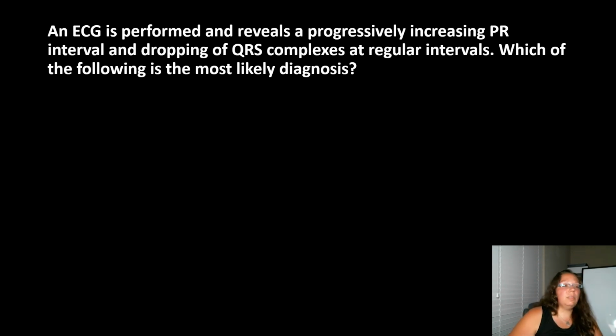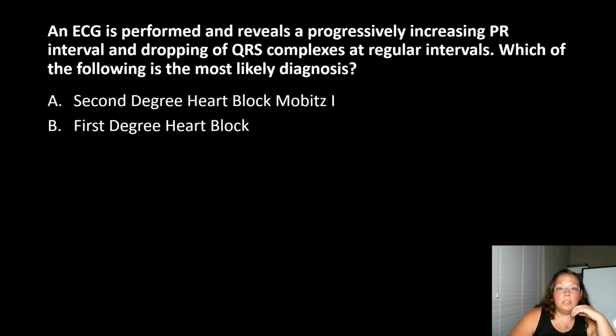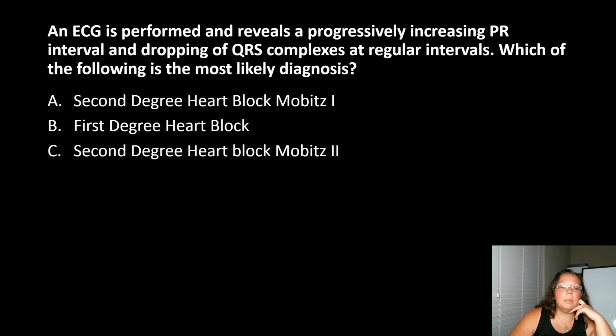All right, an ECG is performed and reveals a progressively increasing PR interval and dropping of QRS complexes at regular intervals. Which of the following is the most likely diagnosis? There's no NCLEX or CCRN or TCRN questions in this. This is strictly just rhythms. All right, so let's look at the answers. Second degree heart block, Mobitz 1. First degree heart block, second degree heart block, Mobitz 2. Hyperkalemia.